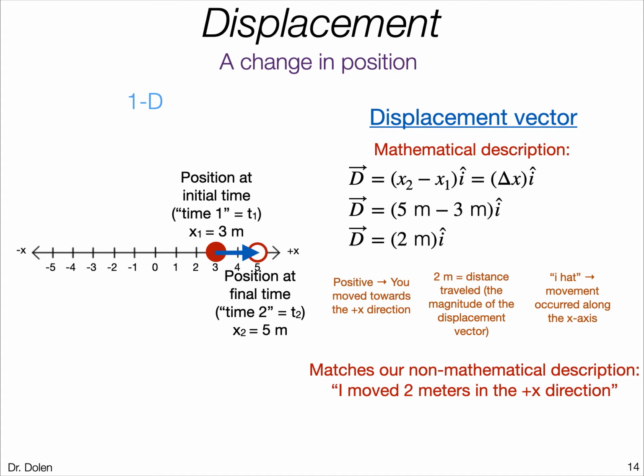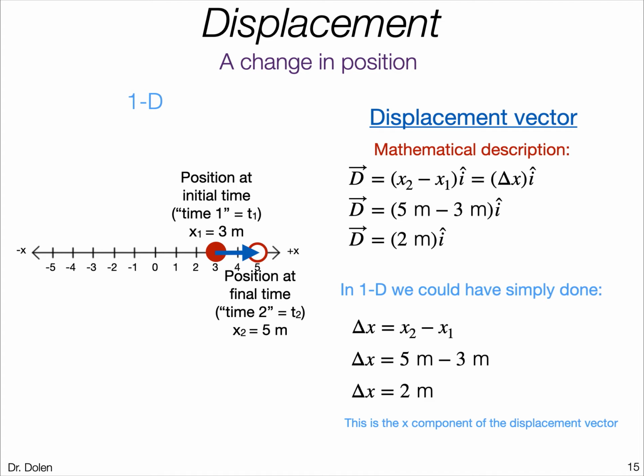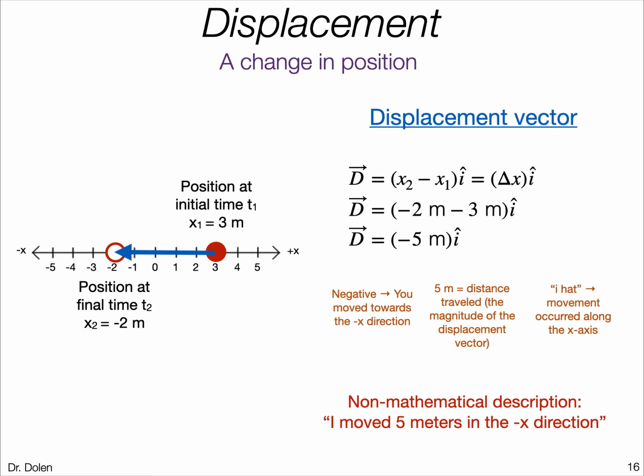Okay, let's go again. Just a quick note. In one dimension, we could have simply talked about our components again and not written this out as much in vector form. But I think it's important to realize what the vector form is. Okay, let's go back to this example. This time my final position is -2 meters, so I plug that in here for x2. My initial position is x equals 3 meters, so now I do -2 minus 3 meters, and my displacement is -5 meters i hat. So this time I'm moving 5 meters in the negative x direction.